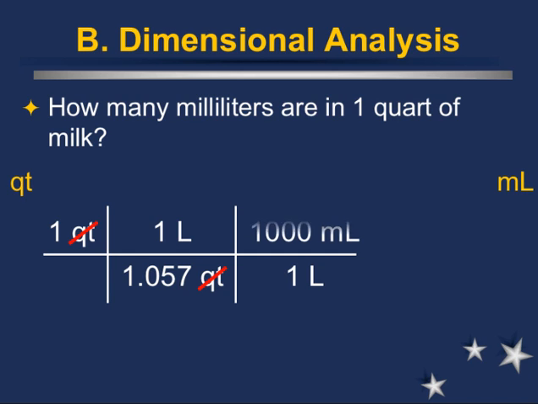Well, I want to get rid of the liter, so I want to put it on bottom. Now it's simply a matter of multiply the top, divide by the product of the bottom. 1 times 1,000 is 1,000. And this just over 1 times 1 is just over 1. Okay, so it's maybe a little bit tough to do in our head, but we can evaluate a little bit. 1,000 divided by 1 would be 1,000, so divided by a little bit more than 1 would give us a little bit less than 1,000, and it ends up being 946 milliliters.